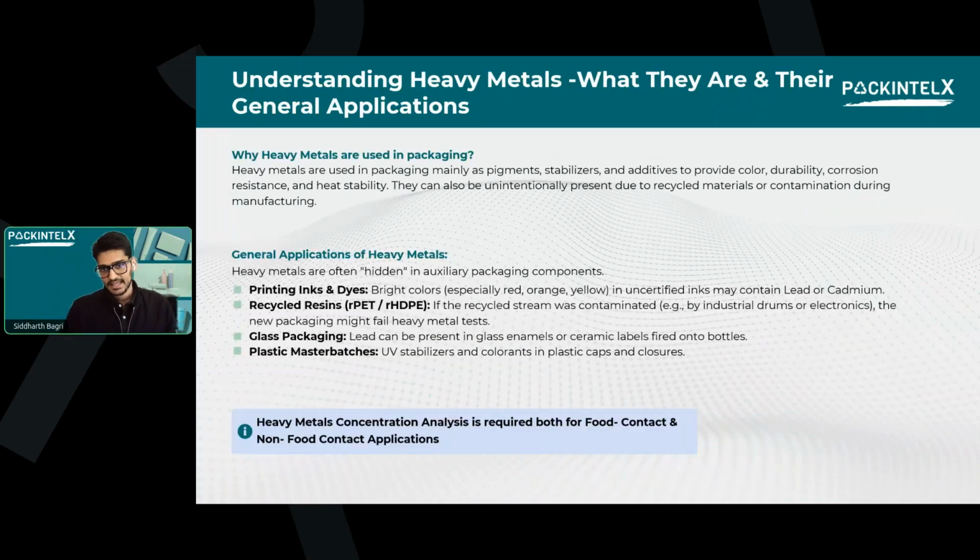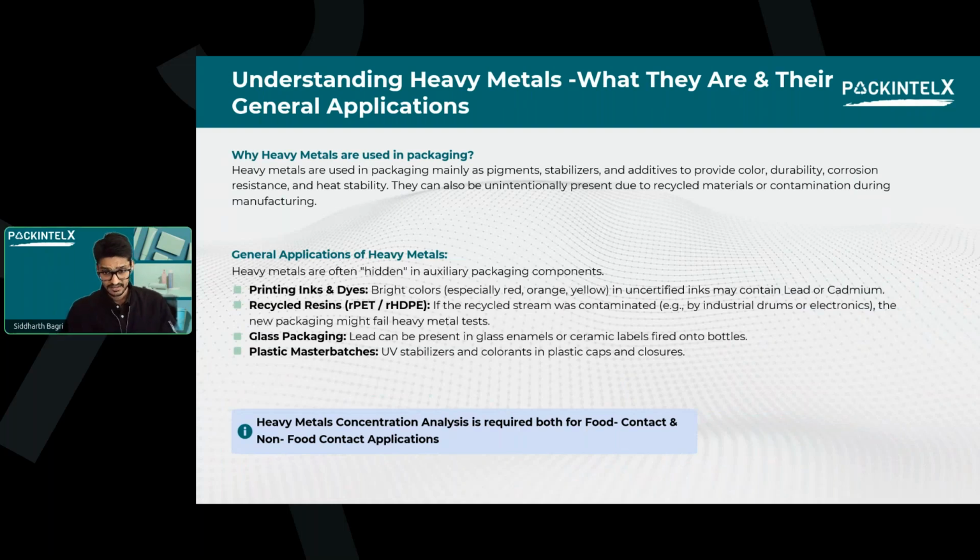Now, where are heavy metals used? We are still at Article 5. The question is, am I using heavy metals or not? How can I identify? From visual inspection, you can't. But in general, heavy metals are used as pigments, stabilizers, and additives to provide color, durability, corrosion resistance, and heat stability. Some general applications are printing inks, dyes, in glass packaging there can be lead, then in plastic master batches, and also in recycled plastics there is a chance that there can be heavy metals.